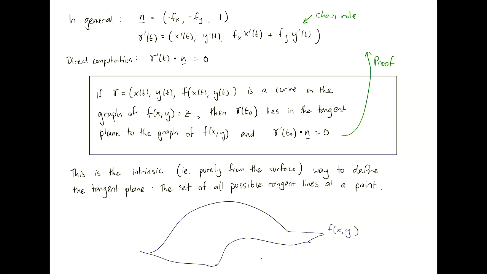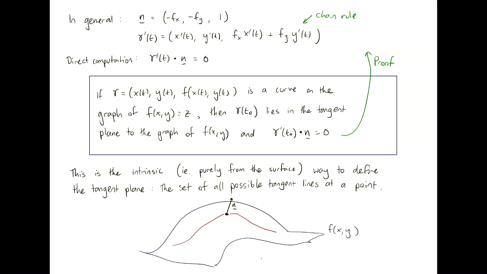So this is what's called the intrinsic way to define a tangent plane. We don't have to say anything about the space in which our surface is embedded. We are defining it purely by things that happen on the surface itself. So I'm saying I've got some point here on my surface, and it has some normal vector, which is defined, as normal vectors are, by properties of the surface. And I say, okay, well, I've got some curve.